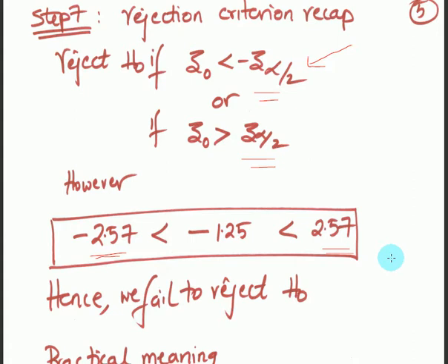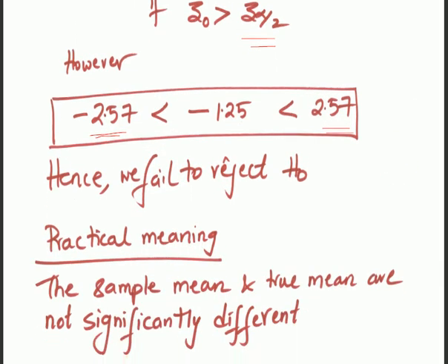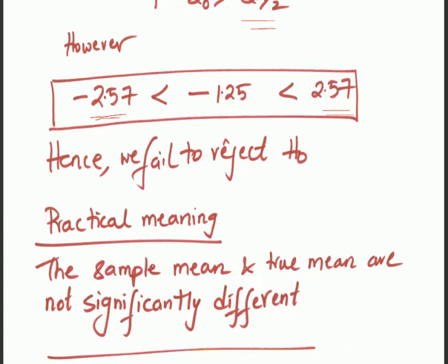So what this really means is that we are failing to reject H naught, and we are not accepting the alternative hypothesis. So what does this practically mean for this bearing example? It simply means that the sample mean and the true mean are not significantly different. They're very close to each other, because our sample mean was 1.4975 and our hypothesized true mean was 1.5, and we wanted to test statistically.